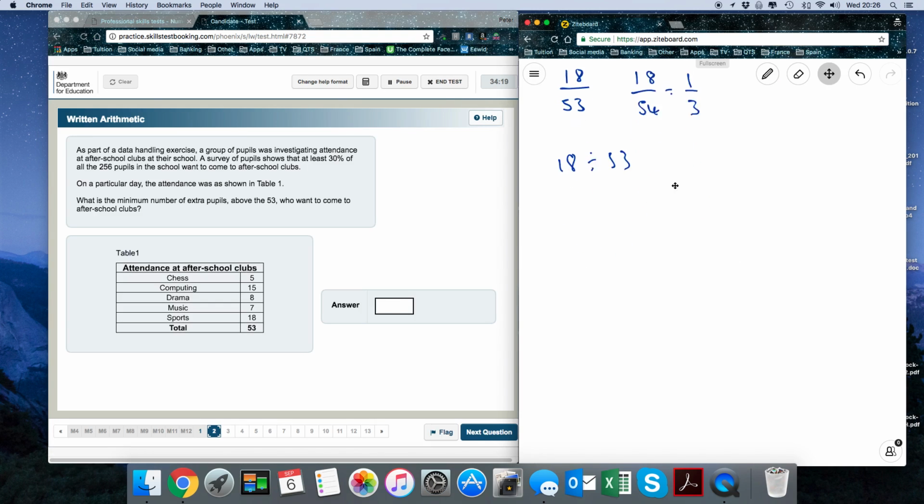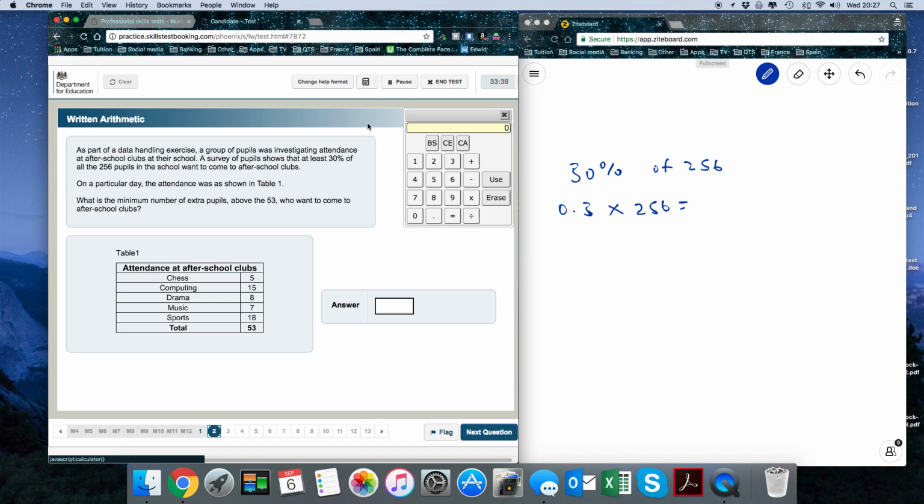Okay, so we've got the same table but a different question on it. We want the minimum number of extra pupils above the 53 who want to come to after school clubs. So what we've got to do is read the rest of the sentence to see, well, where does it tell us how many people want to come to after school clubs? It says at least 30% of 256. So let's write that down over here. We need to work out 30% of 256. And I would encourage you to use your decimal knowledge. 30% is the same as 0.3, so you do a multiplication.